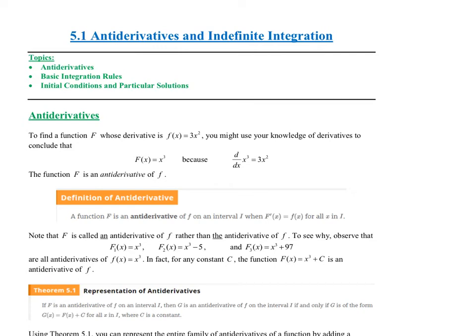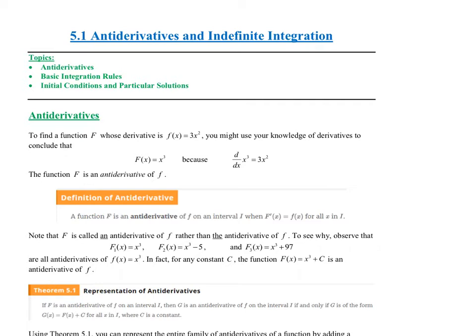Section 5.1 is on antiderivatives and indefinite integration. So this is the last chapter we're going to see in this Calc 1 course. And the idea is what we're going to do is take everything we did for the last 2 or 3 chapters, which was differentiation, and we're going to do it backwards.